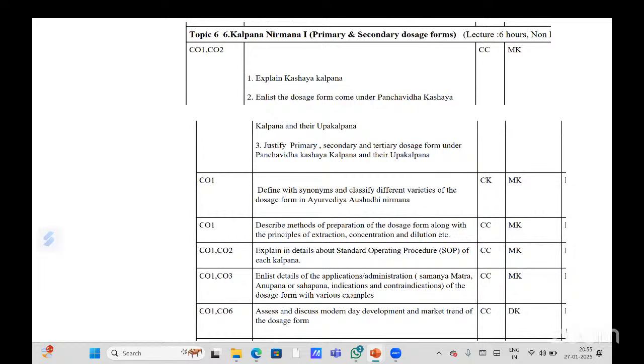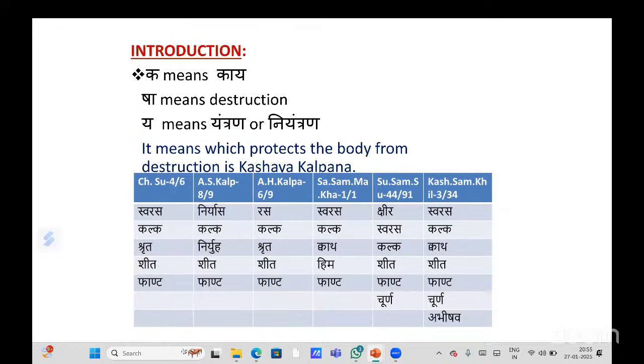Here we will go with Swarasa. So for the introduction, if you are asked for a long essay, give some basic introduction. Here Ka means Kaya, Sha means destruction; that which protects the body from destruction is said to be Kashaya.